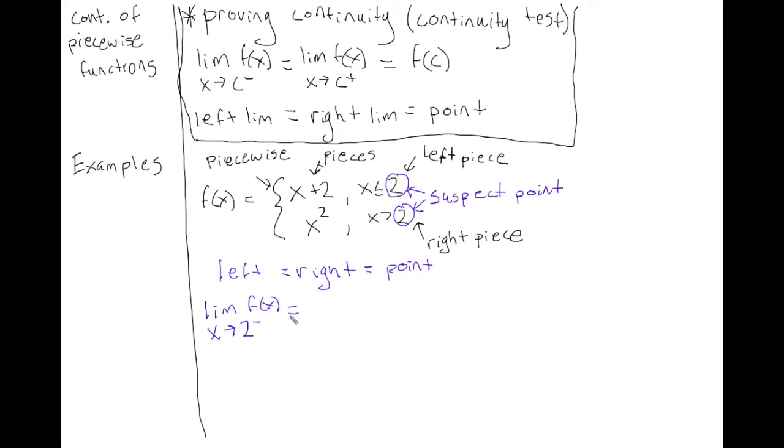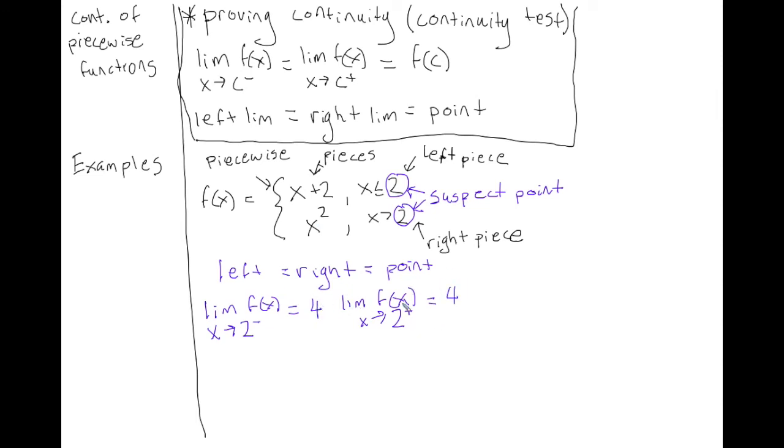What is that equal to? Well, as I approach from the left, literally you plug in the value on the left-hand side. So on the left-hand side, when I'm not quite at 2, I'm going to be talking about this function here. This is left of 2, so I'm going to plug in 2 plus 2, that's going to be 4. All right, and I just did the left. Now let's look at the right. The limit of f of x as x approaches that suspect point from the right. The suspect point is 2. Now I'm talking about the bottom function because this is the right piece, and I'm using this function, x squared. So x squared, plugging in 2, I get 4.